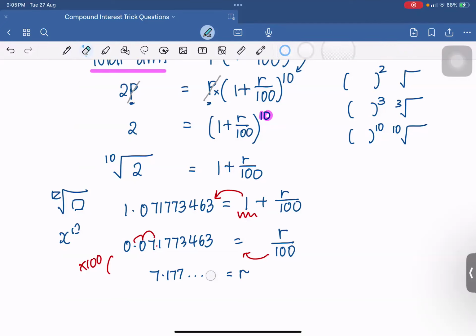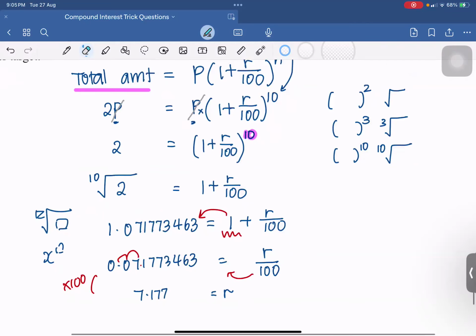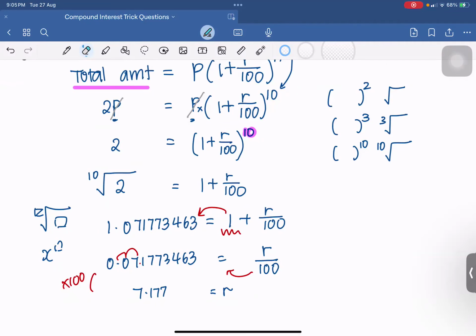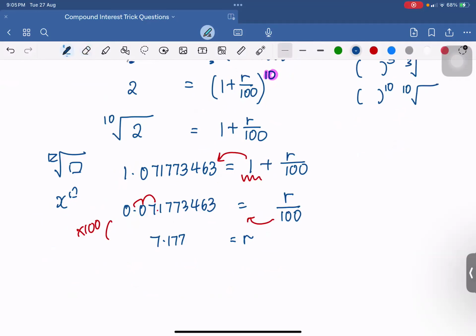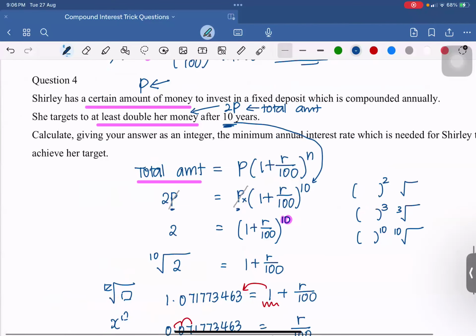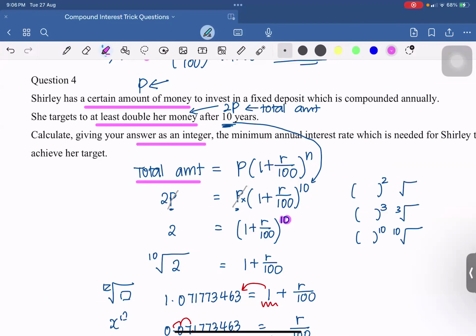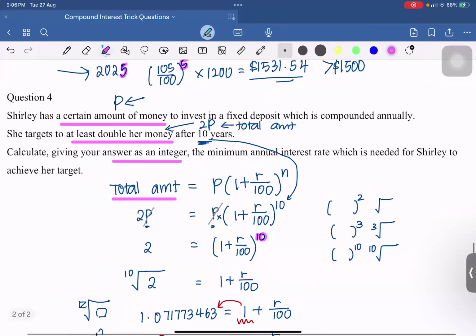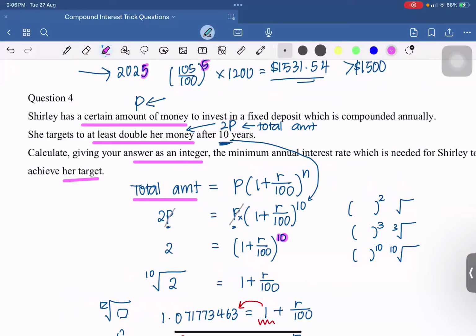Okay, but I'm not done yet. We must read the question. So minimally, I must highlight the word minimum. The minimum must be 7.1777%. Let's read the question. Give your answer as an integer. And they want to achieve your target.